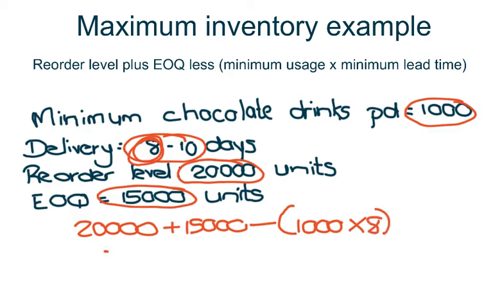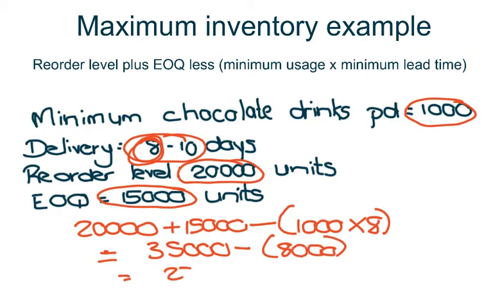All right, and now I can do my calculation. So I'm saying it is 35,000 units less 1,000 times 8 equals 8,000, and that will give me then 27,000 units. So I could not stock or store more than 27,000 units of chocolate drinks.